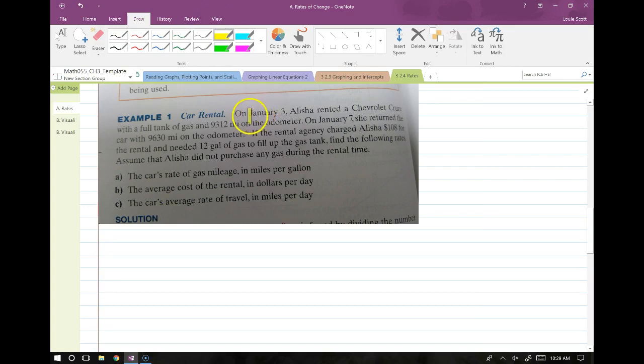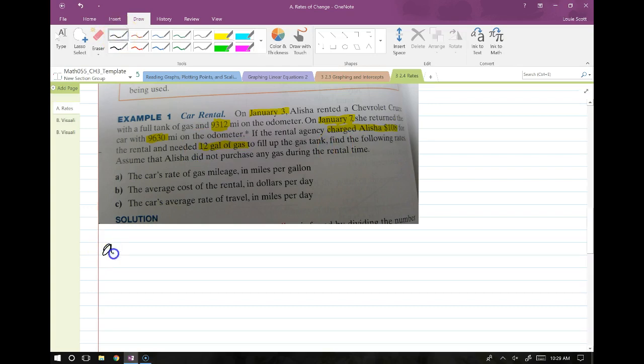On January 3rd, Alicia rented a Chevy Cruze with a full tank of gas and 9,312 miles on the odometer. On January 7th, she returned the car with 9,630 miles on the odometer. If the rental agency charged Alicia $108 for the rental and needed 12 gallons of gas to fill up the gas tank, find the following rates.